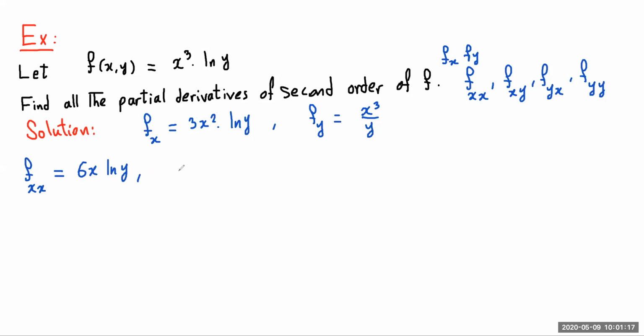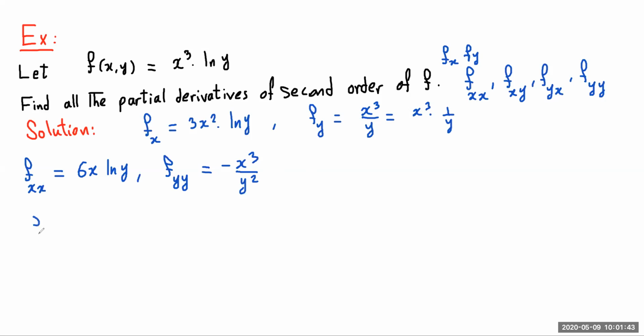Now let's take fyy. So the derivative of x power 3 over y with respect to y. This is like x power 3 times 1 over y. What is the derivative of 1 over y with respect to y? It's minus 1 over y power 2. So minus x power 3 over y power 2.